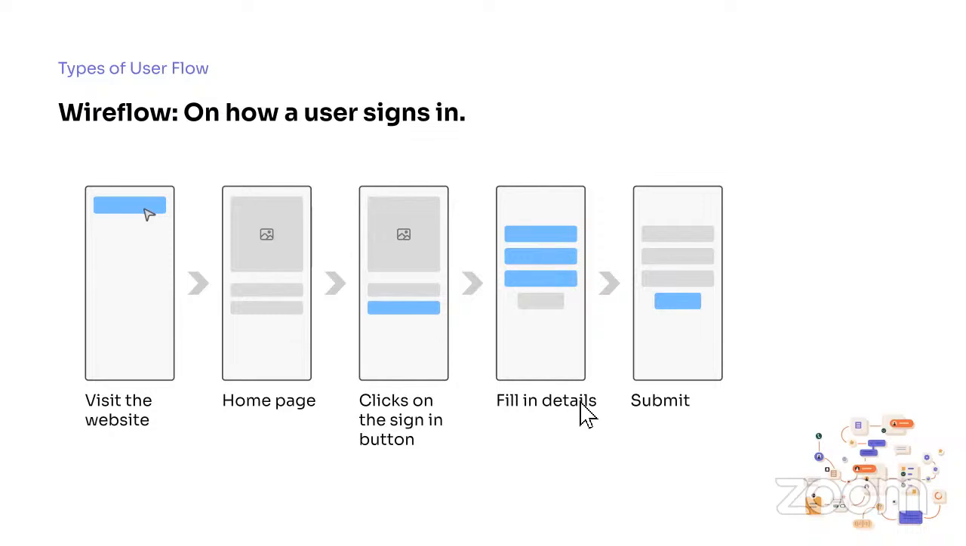Then fill in details, which is this. Then submit, this is the submit button. So do you now understand the difference between task flow and wire flow? This is how wire flow works.